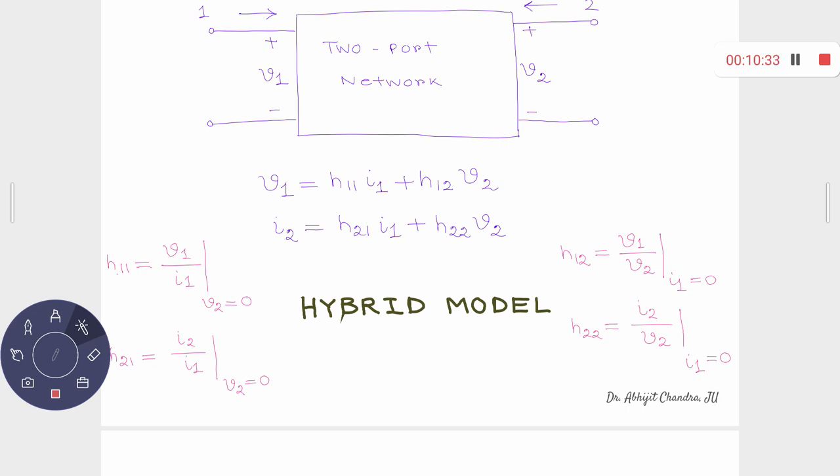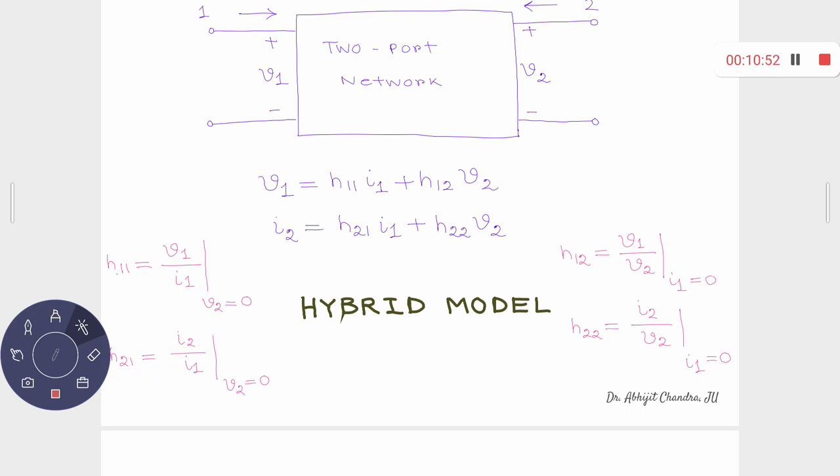Here, H11 is V1 upon I1 with V2 is equal to 0. How to find out H21? Similarly, H21 is the ratio between I2 and I1 with V2 equal to 0. Right? So H11 is equal to V1 by I1 with V2 is equal to 0, and H21 is equal to I2 by I1 with V2 is equal to 0.